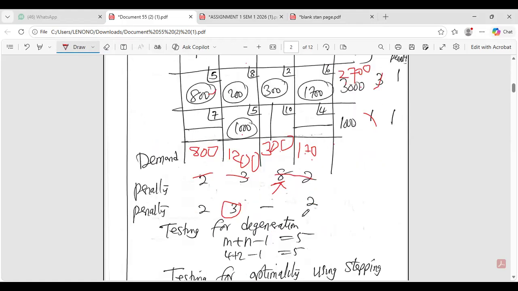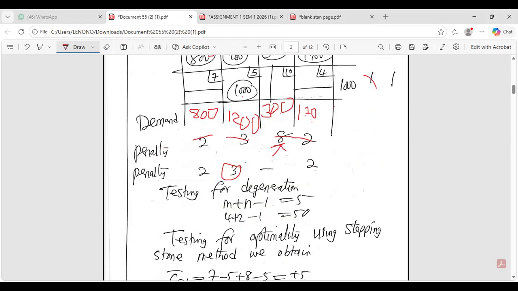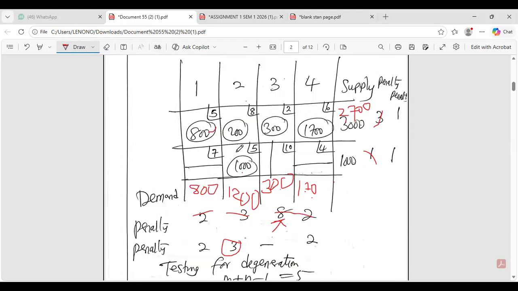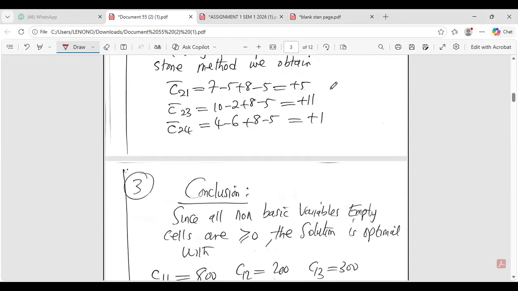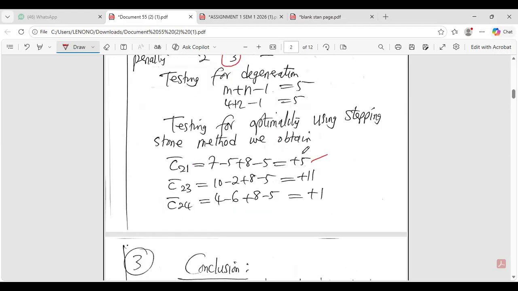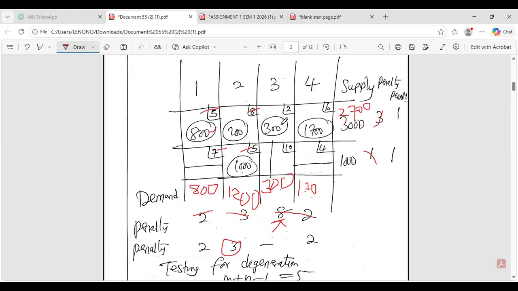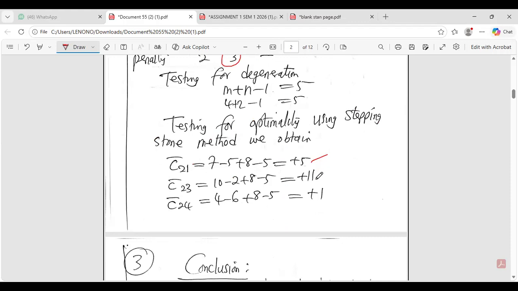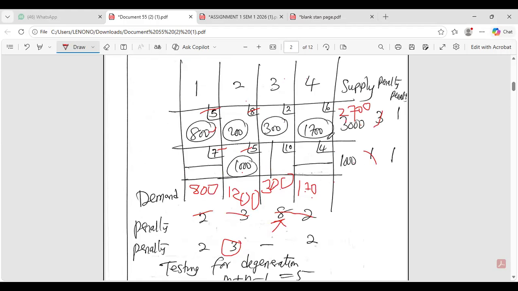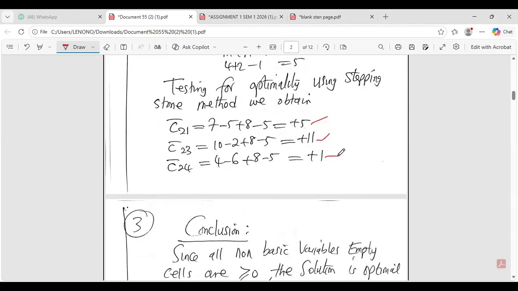So the way we're going to sort out our issue here is that we need to see, for C bar 21 is 7 minus 5 plus 8 minus 5, which is giving us positive 5. C bar 23 is 10 minus 2 plus 8 minus 5 is giving us 11. C bar 24, 4 minus 6 plus 8 minus 5 is giving us positive 1.